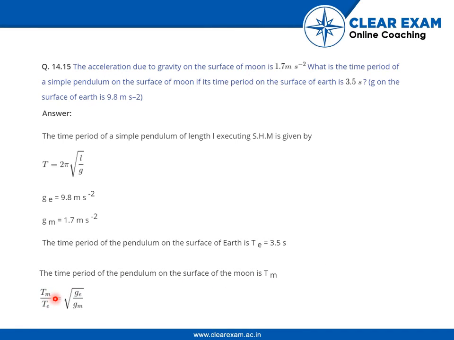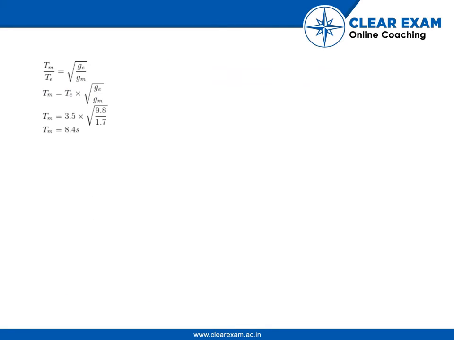Now Tm by Te equals root over G by Gm. So from here we can find out the time period in case of the Moon, and it is coming out to be equal to 8.4 seconds.